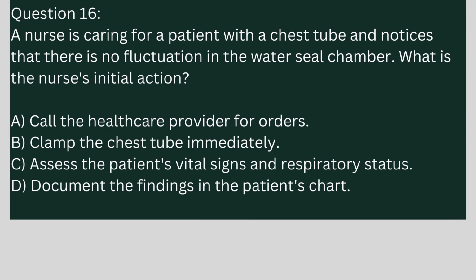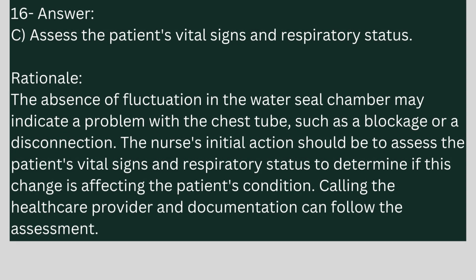Question 16. A nurse is caring for a patient with a chest tube and notices that there is no fluctuation in the water-sealed chamber. What is the nurse's initial action? A. Call the healthcare provider for orders. B. Clamp the chest tube immediately. C. Assess the patient's vital signs and respiratory status. D. Document the findings in the patient's chart. Answer 16. C. Assess the patient's vital signs and respiratory status.